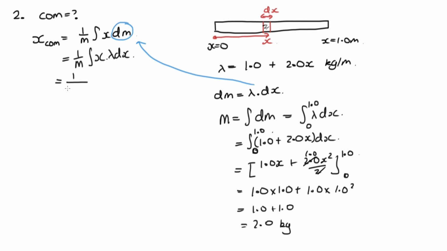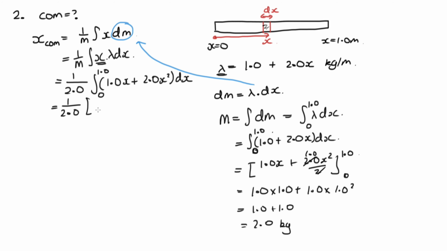So we've got 1 over M, which is 1 over 2. And then we're doing the integral of x times lambda. So x times lambda, that's 1.0x plus 2.0x squared dx. I just multiplied x by the lambda from here. And so this is equal to 1 over 2 times, now we're going to want to integrate this. We should put our limits on our integral. x is going from 0 up to 1.